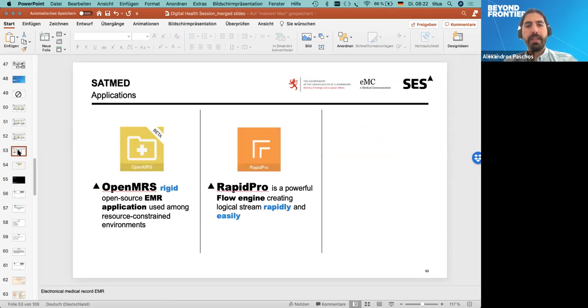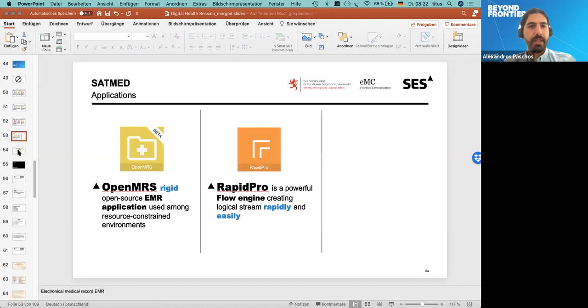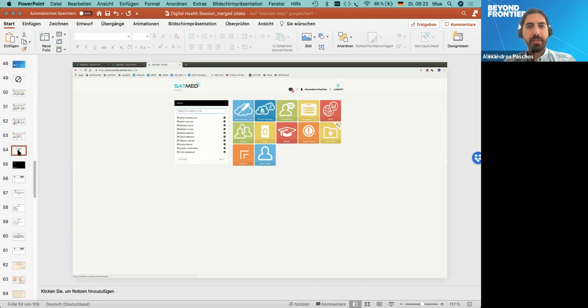We have integrated OpenMRS, which is the well-known electronic medical record application, and also RapidPro, which is an application to send small interactive notifications via mobile phones and create this kind of interactive flow engines. I don't know if we have some time, but this was a small video presenting the platform.